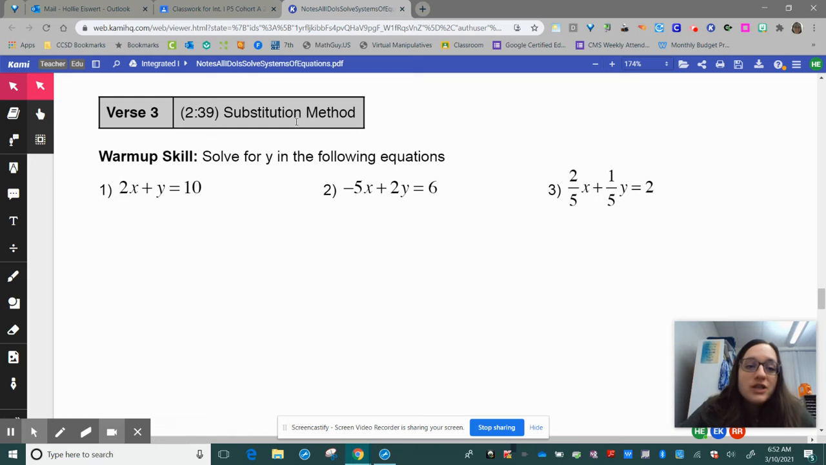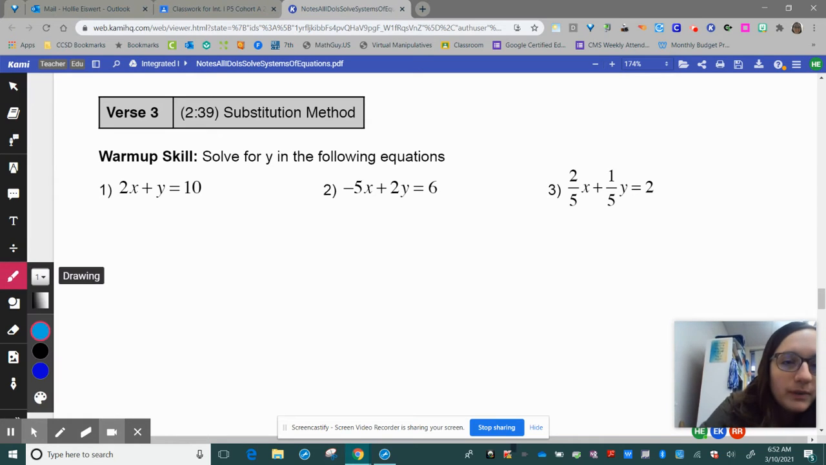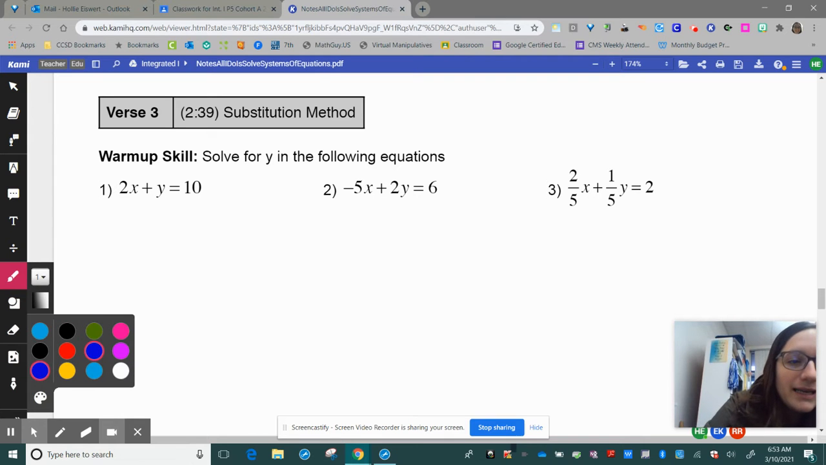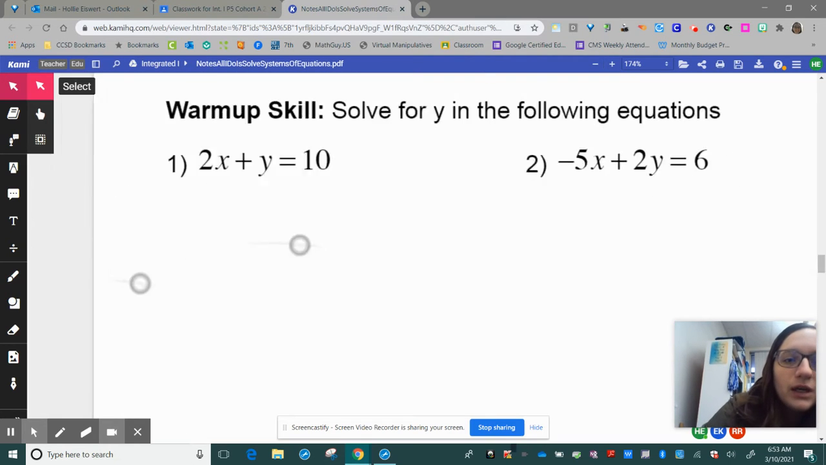So you would want to watch that music video again, but this time from 2 minutes and 39 seconds until the end, so you can hear this method. Our warm-up for today is making sure we can solve for y, and we've been practicing that quite a bit. Our first goal when we use substitution method is to isolate the variable.